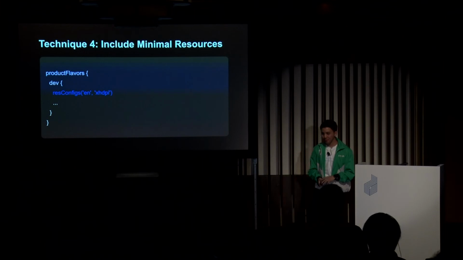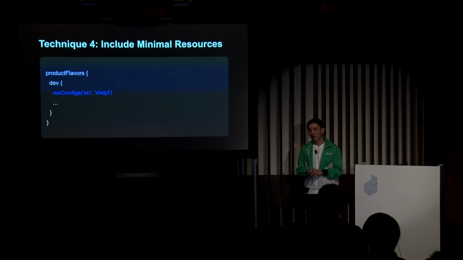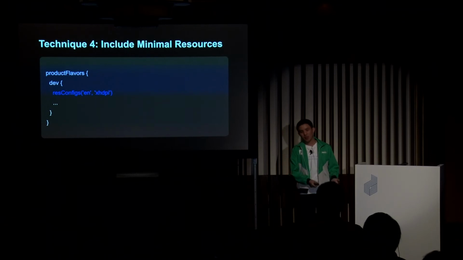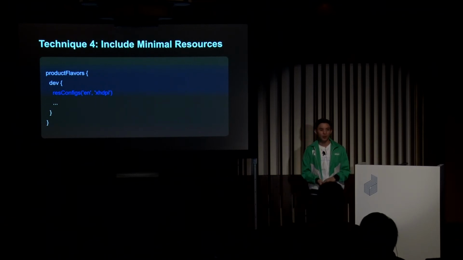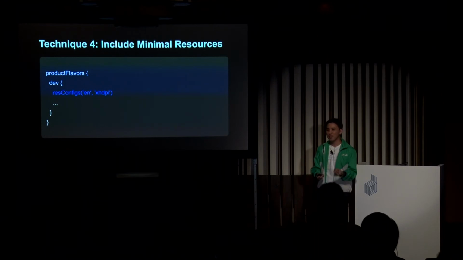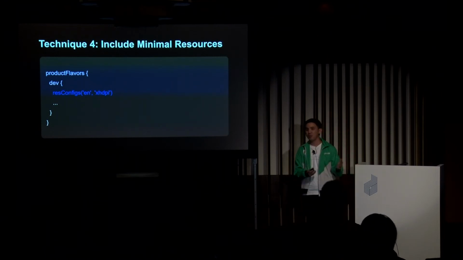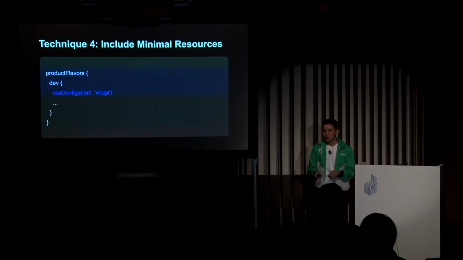And technique 4 is to include minimal resources. In development, by default, Android Studio will include all resources to build an APK for you, like languages or screen densities. In development, you don't need to include all of them. You just want the specific language or screen density that fits the testing device. So you can specify the resConfig property in the Gradle file and specify the language and screen density that you would like to test. It will reduce the build time as well.